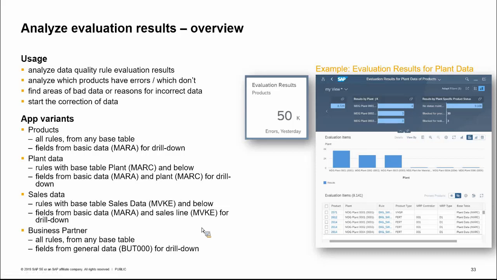From here you can navigate down to the evaluation results. We have different or various apps that you can use for that, giving you on every level of the information model of product data, product master data, and business partner data, the information about the issues or also about the quality situation in general that you can use to drill down.